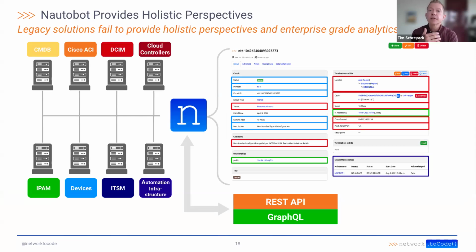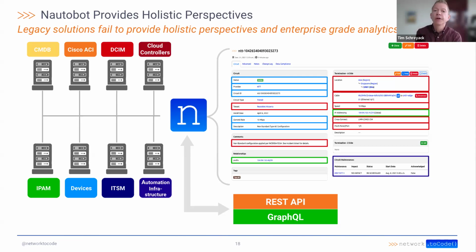Notabot also provides us holistic perspective into our environment. This is something we alluded to on one of those earlier slides, where we have all of these different sources of truth. So whether it's our CMDB or our DCIM, IPAM, traditional sources of truth, but then other things that have now become sources of truth, things like ACI or our cloud controllers that we start to treat as sources of truth. And in the traditional world, we're asking the engineer to swivel chair between all of those different sources and make sure they're all accurate, which they probably aren't.